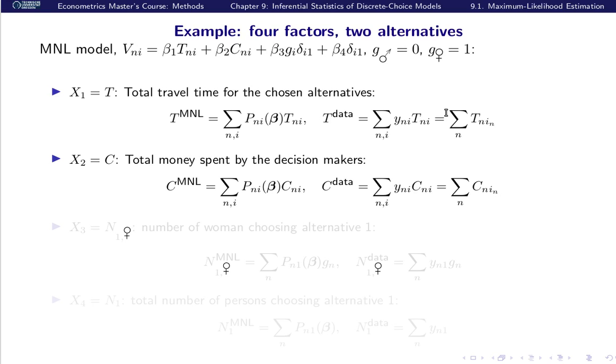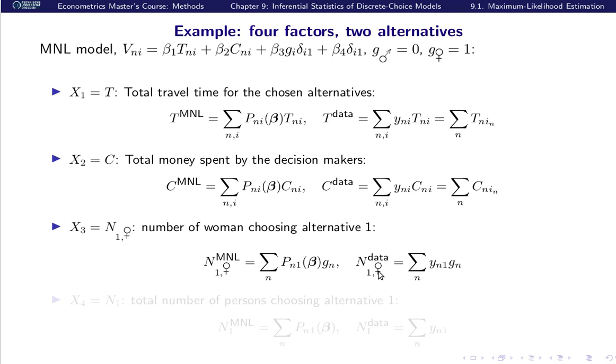What is the case for the gender? Maybe first the realized one. The realized one is just the sum of decisions for alternative 1, because this is delta_i1 taken by a woman. That is the realization, and in the model it's also just the women that are taken care of, g_n equal 1 for women. The men are neglected because here with g the dummy is 0, and so we have also the corresponding modeled decisions.